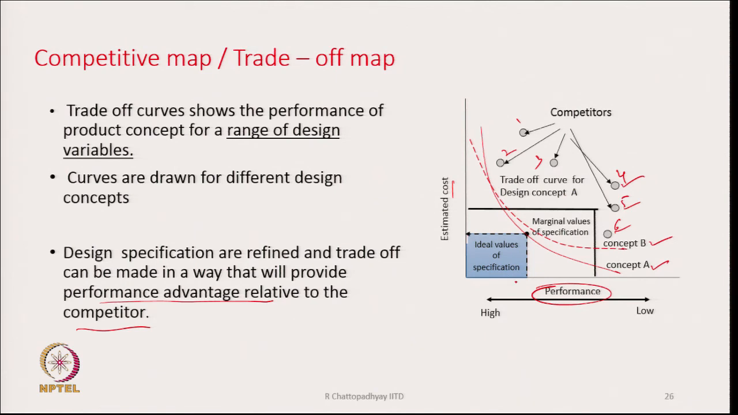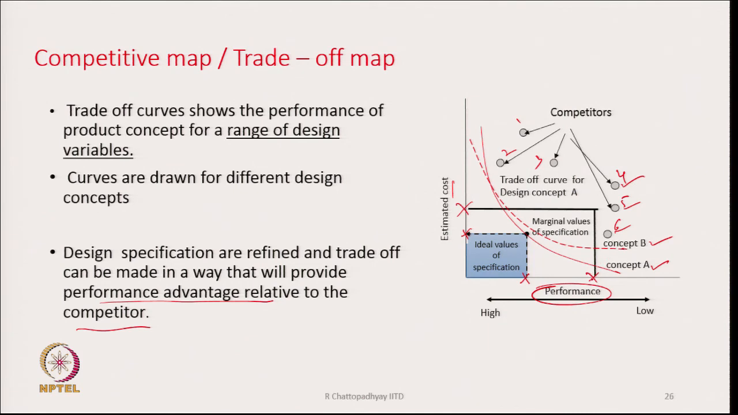So, if you choose the ideal values, this is my level of performance. At this level of performance, this is going to be the cost. If I am choosing the marginal values, then here is the performance level, and the corresponding cost is here.